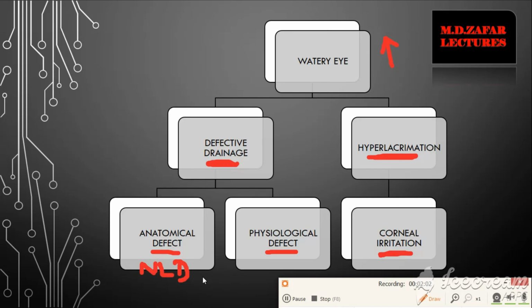We'll talk about that later on. But also physiological defects like the failure of the pumping system, which will result when there is facial nerve damage. The pump will not be able to take the lacrimal fluid out of the eye, and there will be excessive overflow that is known as epiphora.